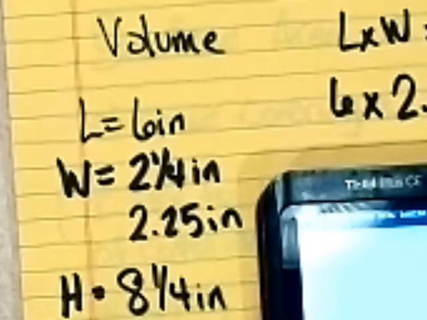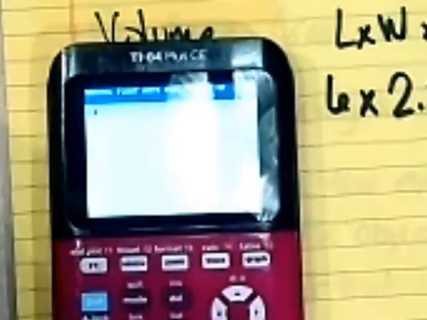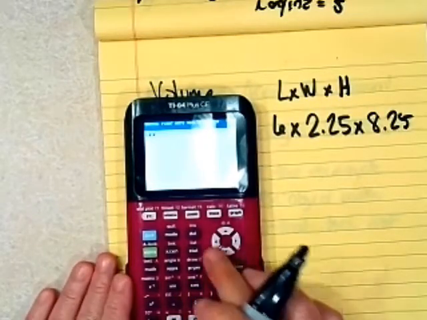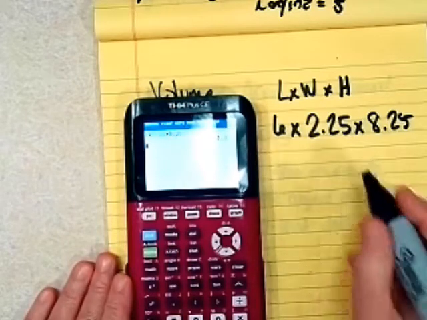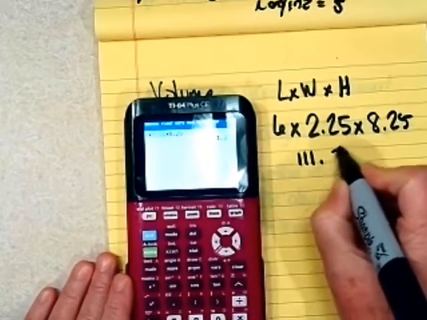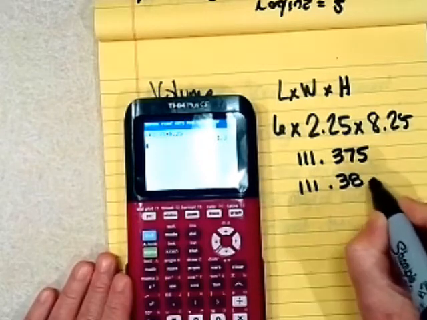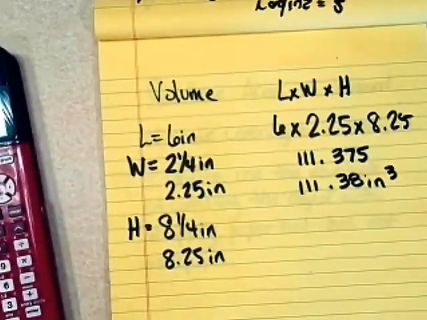Six, you can't see that at all. You'll just have to trust me on there. Times 2.25 times 8.25 is 111.375. I'm going to round that to 111.38 inches cubed. Okay, that's the volume. Volume of a rectangular prism is pretty simple.